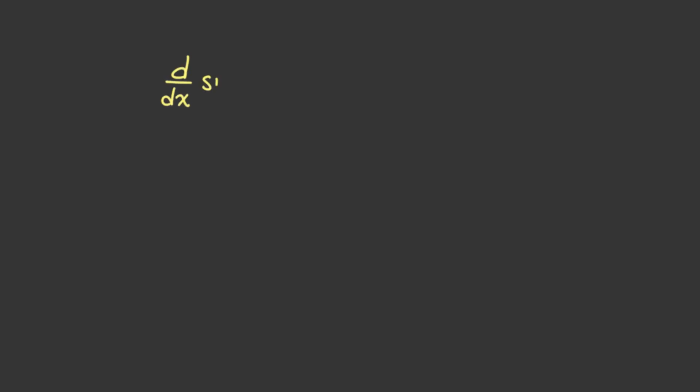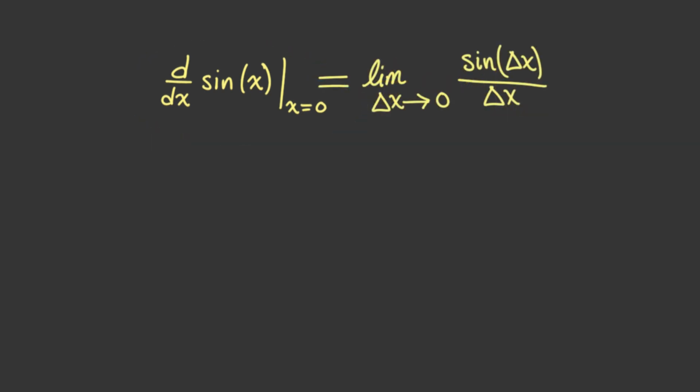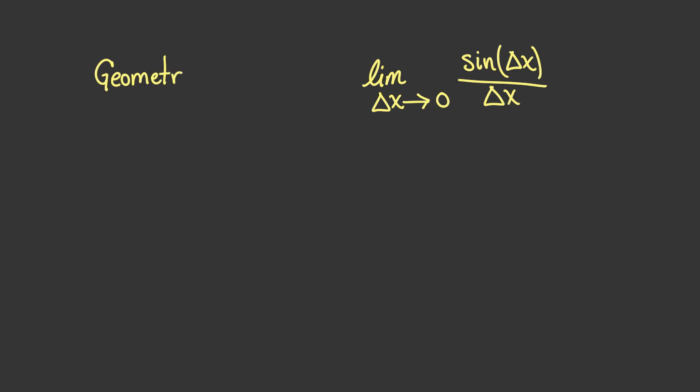Recall that we're trying to compute the derivative of sine x, and we were able to reduce this problem to finding the derivative of sine x at 0 and the derivative of cosine x at 0. Let's start with the derivative of sine x at 0, which is given by this limit. Now, we don't have a lot of tools for computing limits like these, but we do have an understanding of sine x geometrically, so we're going to give a geometric proof.